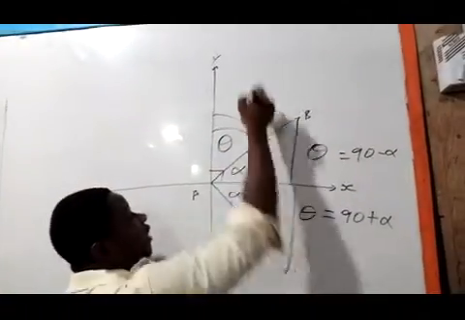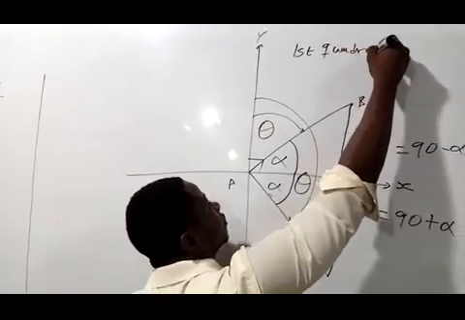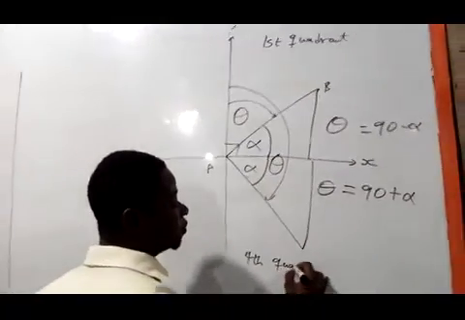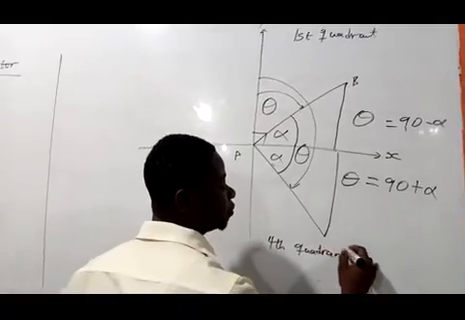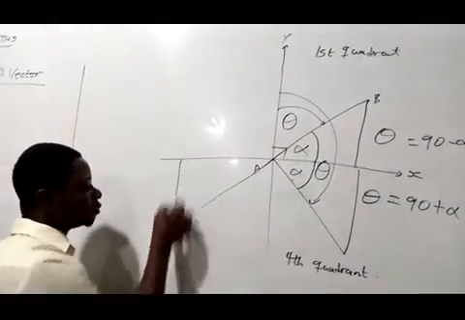So in the fourth quadrant, this is the first quadrant. This is the fourth quadrant. Now let's move on to the third quadrant.